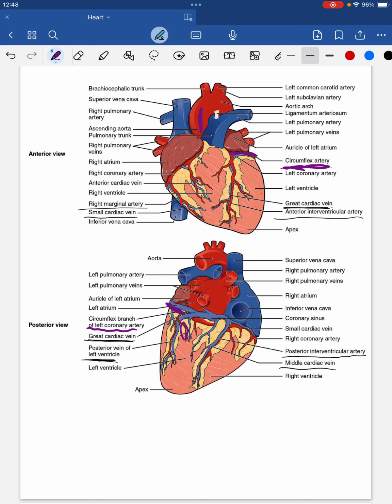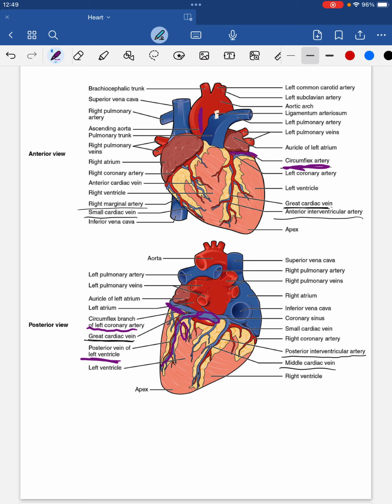And then to the posterior vein of the left ventricle here. So coming off here. That, of course, then goes to the coronary sinus, right? And then that empties into the right atrium.